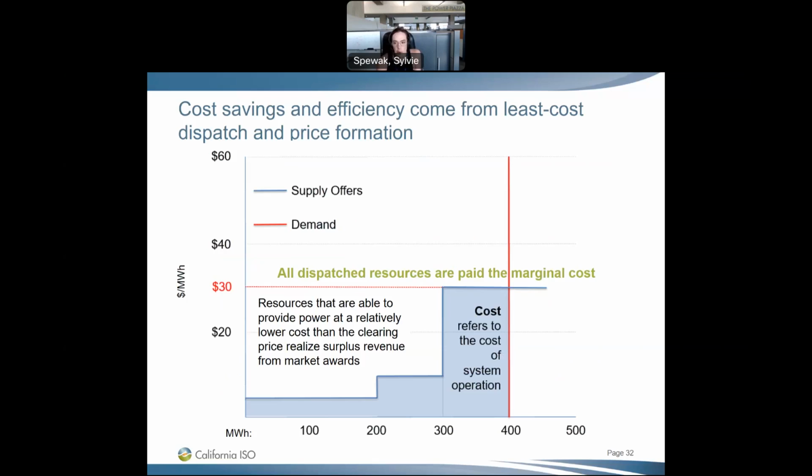The bid price of resources in this supply stack range from about $10 to $30 per megawatt hour. And so if you look at those $10 per megawatt hour resources, those are reducing the total cost of operating the system compared to the marginal resources. So they receive a surplus award. They receive extra revenue for reducing the cost of the system and providing that value.